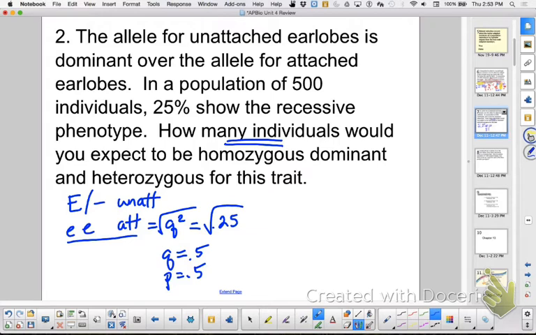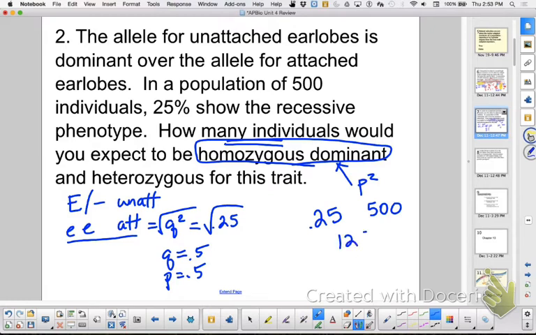How many individuals would you expect to be homozygous dominant? Homozygous dominant, what do we need? What are we solving for? p squared. So p squared, 0.5 times 0.5 is 0.25. So 25% of 500 is what? 125. So your answer would be 125 individuals.